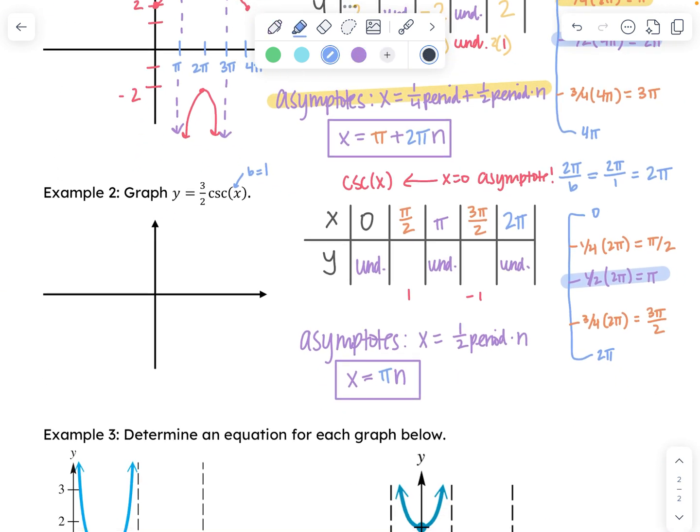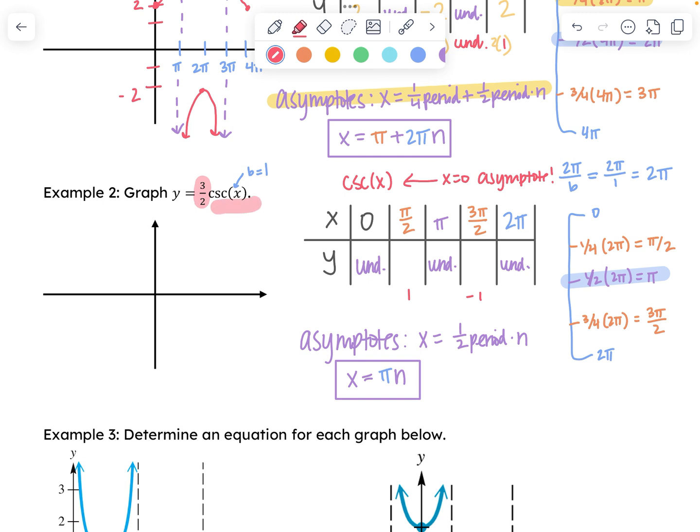And then for my y values, the 1 and the -1, I do have an a value that's going to adjust that. Now, for both of these examples, we did not have a reflection and we did not have a shift up or down, but that doesn't mean it can't happen. You can have a reflection, a shift up or down, or an a value that is a stretch or a shrink for any of the 6 trig functions: sine, cosine, tangent, cotangent, secant, or cosecant. For this one, though, we do just have a stretch by 3/2.